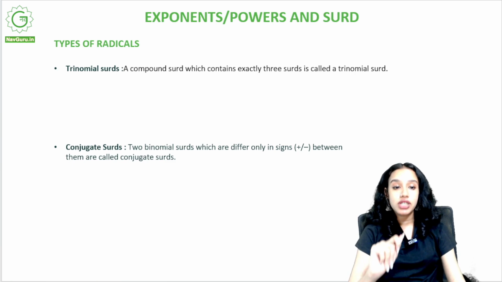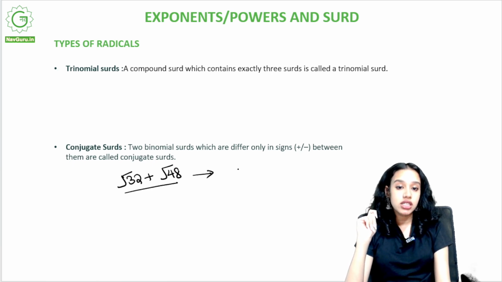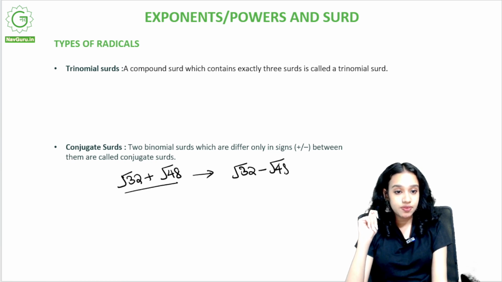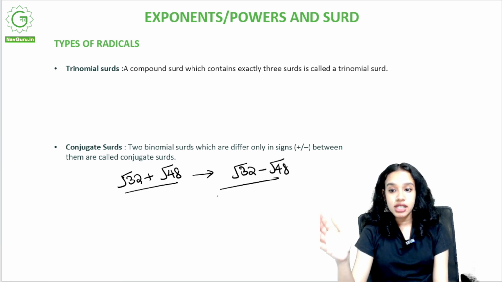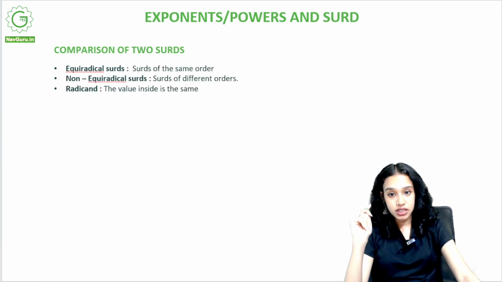Now we have conjugate surds. Taking the same example, we had root 32 plus root 48. The conjugate surd of this would be root 32 minus root 48. These are called conjugate surds, that is, the same surds with the opposite sign in the middle, right?